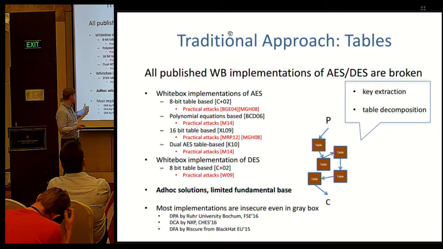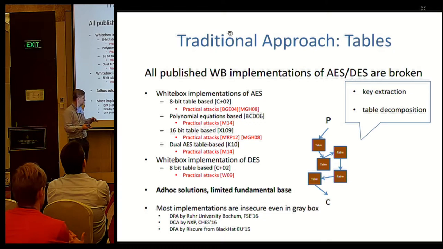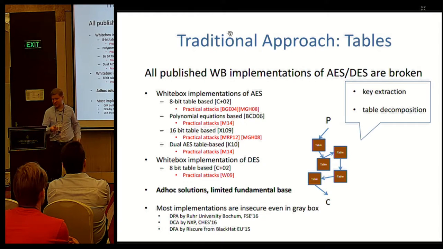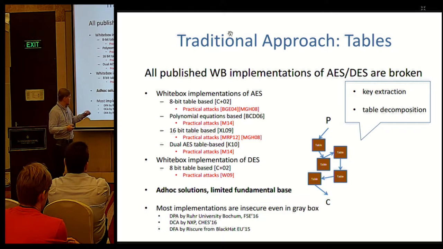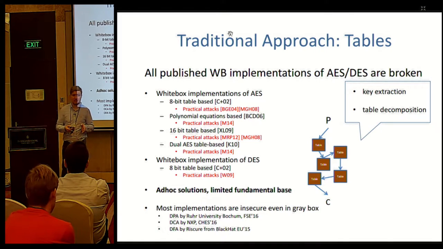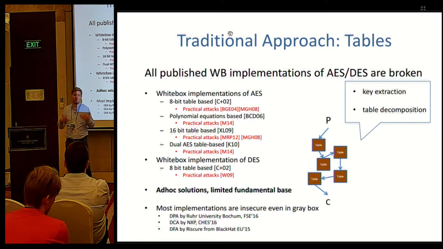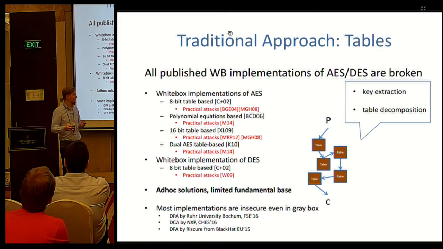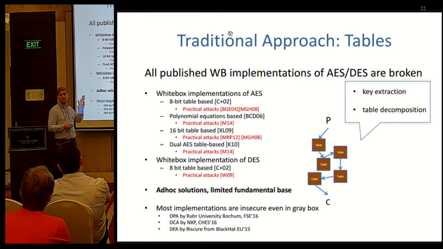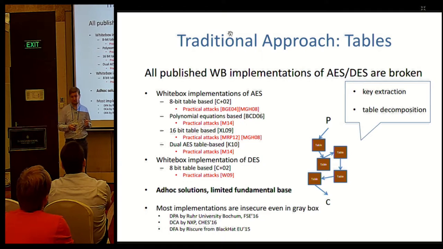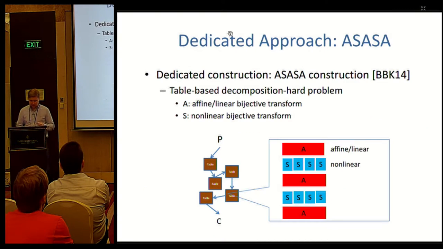Some recent nice results also include rather generic attacks. There was an actual DPA performed on an FPGA implementation. Then the best paper at CHES 16 was differential computational analysis, DCA, which is basically a kind of DPA with different traces, but it proved to be extremely efficient against implementations of DES and AES in the white box setting. And there is also differential fault analysis from Black Hat Europe by Riscure.